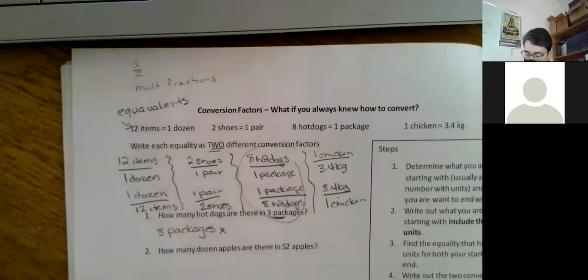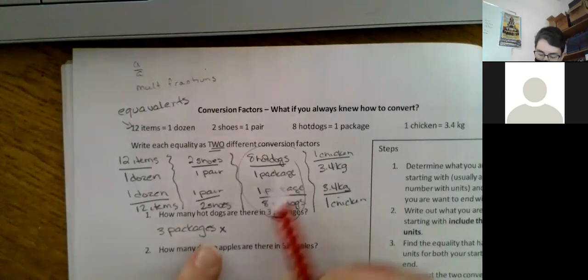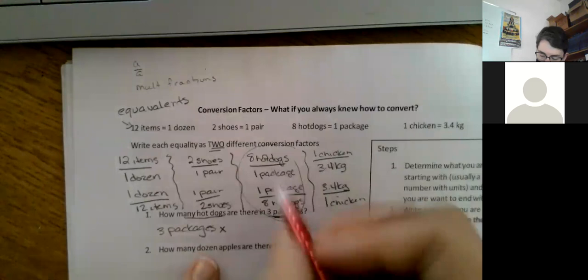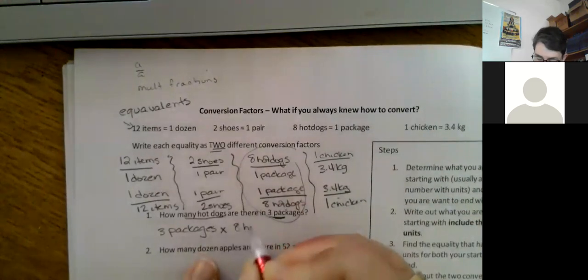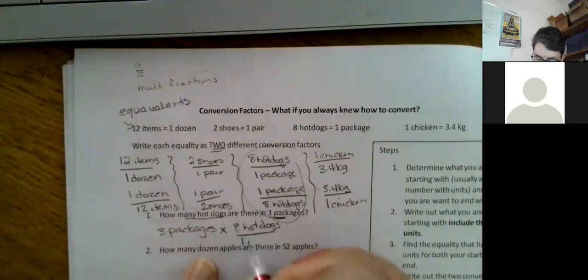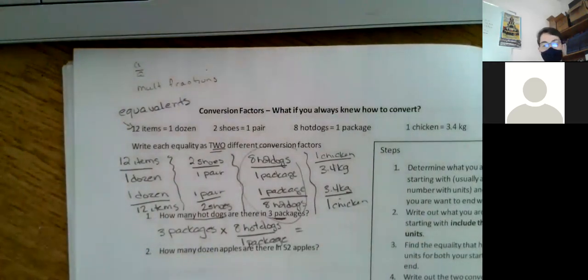Multiply by the conversion factor that has the end units on the top and the start units on the bottom. So I want to end up in hot dogs because it's how many hot dogs. And I'm starting with packages. So I want to write 8 hot dogs for 1 package. And we are going to multiply these 2 fractions.